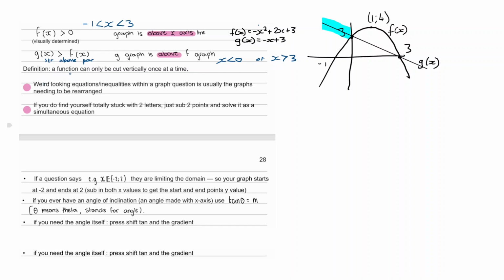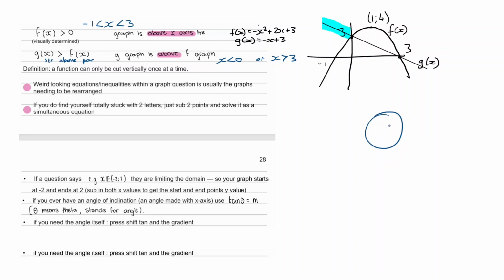What is a function? How do we know something's a function? It's because it passes the vertical line test. If I drew vertical lines anywhere in the graph, it would only cut it once at a time. Whereas if I had a circle, I would be cutting it twice if I had vertical lines going through it. So that would not be a function.